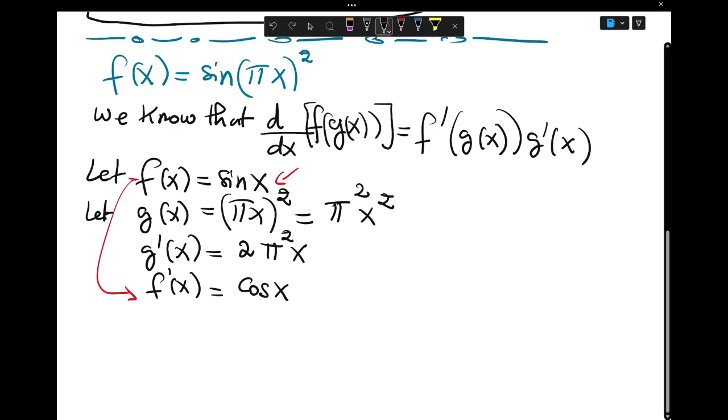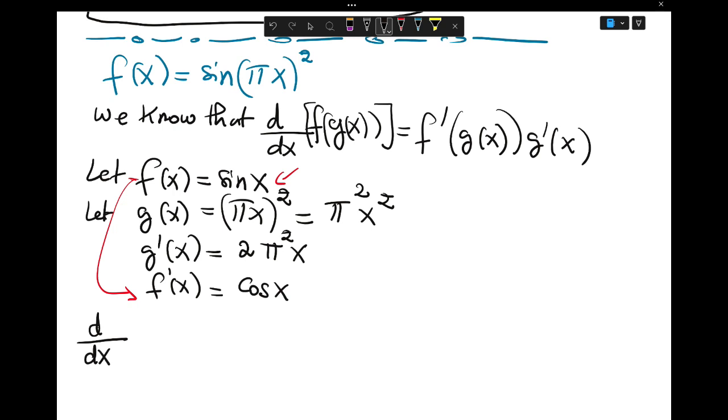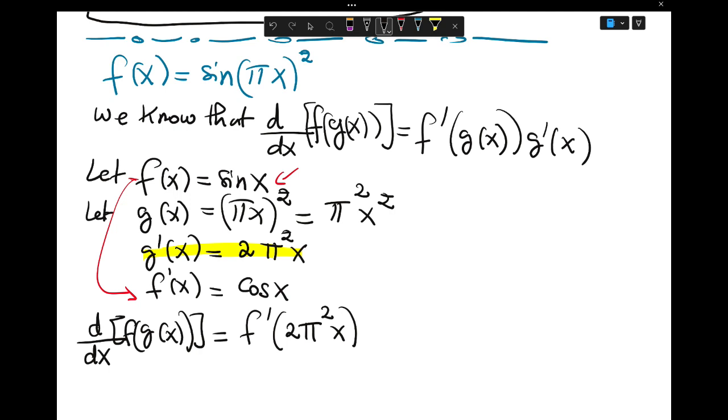All right, so now we can apply the definition of the derivative. This is the chain rule. We're just going to say d over dx of f of g of x will be equal to f prime of g of x, which is going to be f prime of 2 pi square x in parentheses, times g prime of x. What is g prime of x?